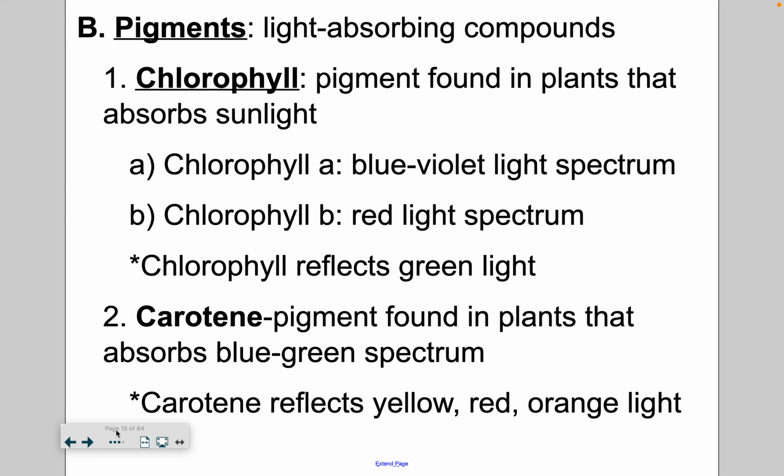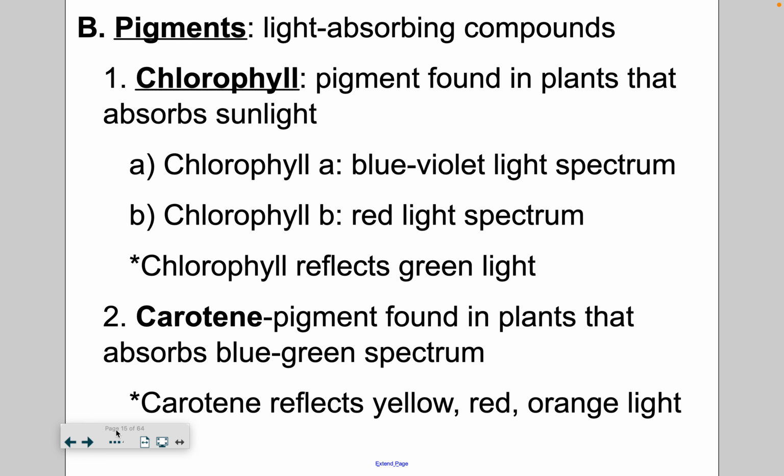Okay, so pigments are the light-absorbing compounds. They absorb light, and there are lots of different pigments found in a plant, but the big and probably the most important and the most common is chlorophyll. This is a pigment that absorbs sunlight. It's the main pigment in plants that do photosynthesis. There's actually different types of chlorophyll, like chlorophyll A. They tend to absorb light in the blue-violet spectrum, and chlorophyll B absorbs light in the red light spectrum.